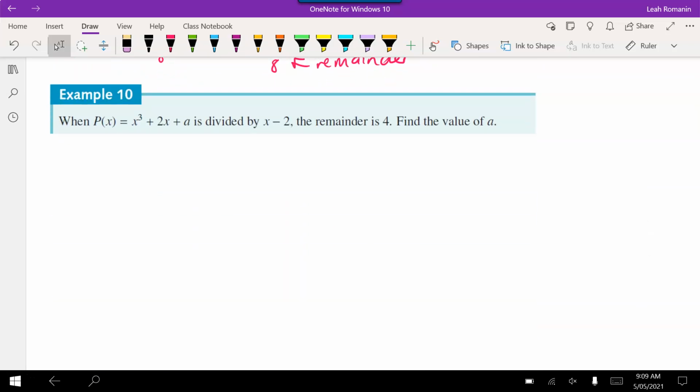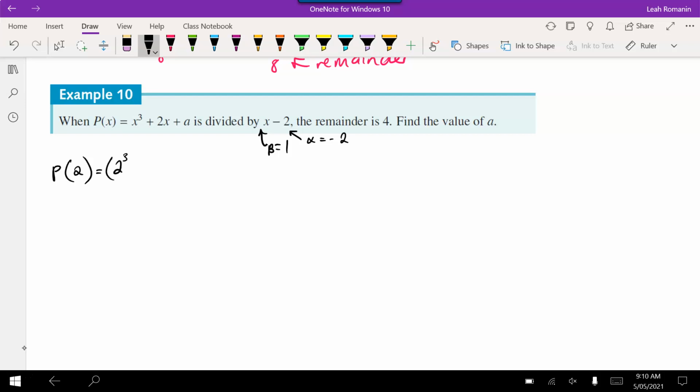Okay, example 10. When p of x is equal to x cubed plus 2x plus a, and it's divided by x minus 2, the remainder is 4. So we need to find the value of a. Similar theory, but this time we have the remainder. So we know that beta is equal to 1 and alpha is equal to negative 2. So I'm going to be substituting in p of 2 because negative of negative 2 over 1 is going to be 2.